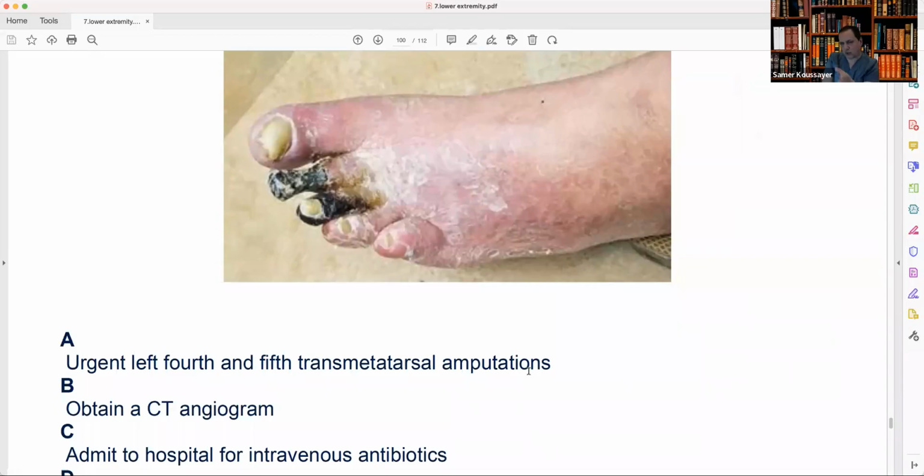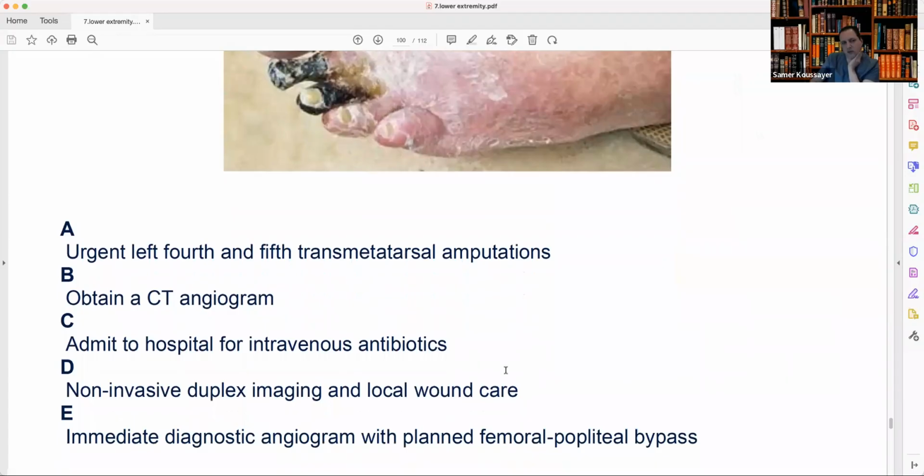We only give some contrast when we go below the knee to see better, because sometimes it's very hard to see the below-knee or tibial arteries with CO2. So that's usually what we do. I don't need a CT scan. I don't need an angiogram. Just get a duplex ultrasound, confirm the problem, the arterial occlusions, and then take him for a CO2 angiogram, intervention if needed, and then amputation. Of course, you still need antibiotics.